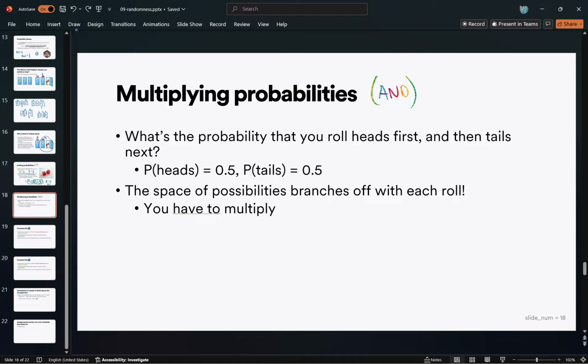And the reason you can multiply is because it's all going to branch off every time you flip a coin. Your number of universes doubles. So here's kind of how I want you to think about it and why you can multiply.